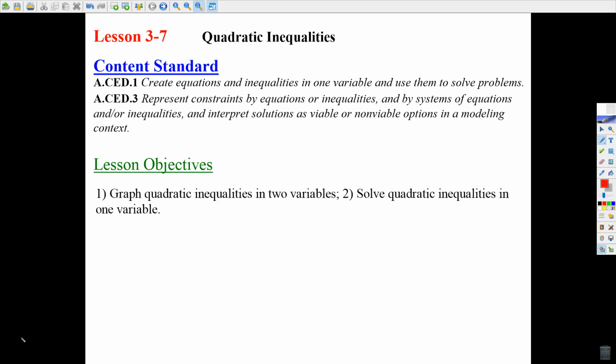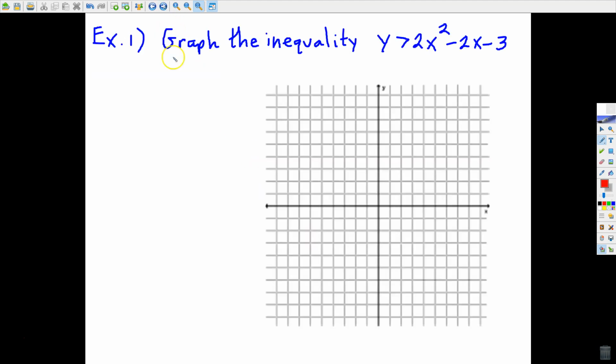Okay, so lesson 3.7, as you can tell, is quadratic inequalities. And there's going to be two methods for solving quadratic inequalities. We're going to start with a graphing method, and then we're going to move over to what is known as an algebraic method. So that's going to be the focus of today's lesson.